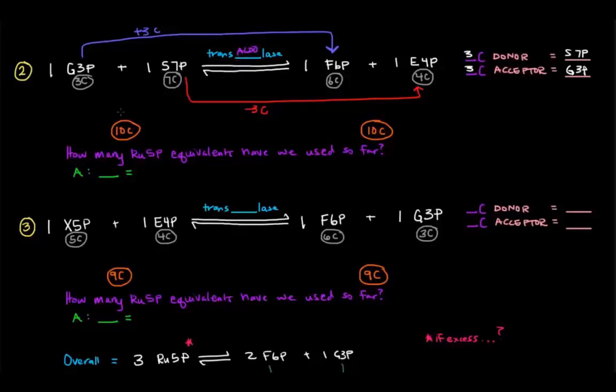That's it for the second reaction, or the second step. So far, how many Ru5P equivalents have we used? Well, still just 2, right? We had the 1 X5P and the 1 R5P that we used up in the first step, and those things were turned into the G3P and S7P, so we haven't used that third equivalent yet.